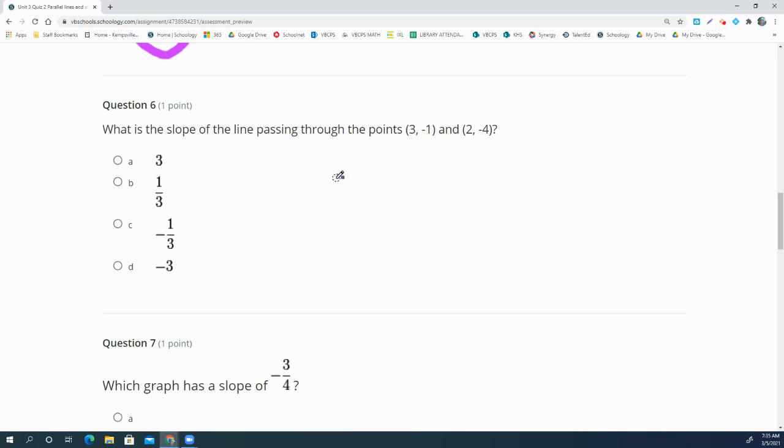X minus x and y minus y. Which one goes in the numerator? Are the x's in the top or the y's in the top? The y's are on the top. So negative 1 minus negative 4, -1 minus -4. Notice that that turned positive, and I started with the first dot instead of the second one this time.